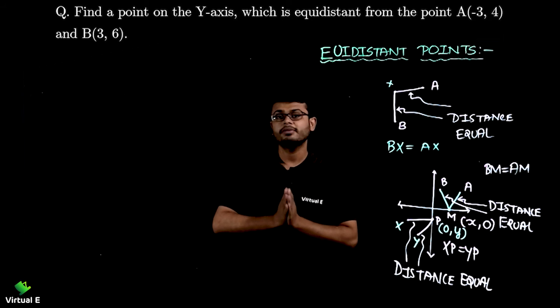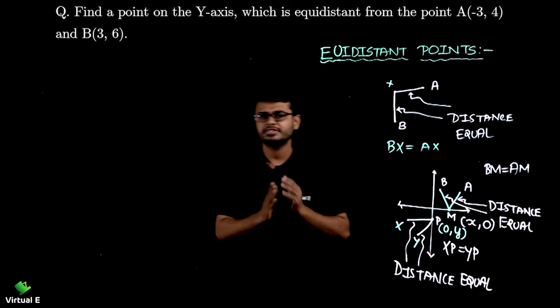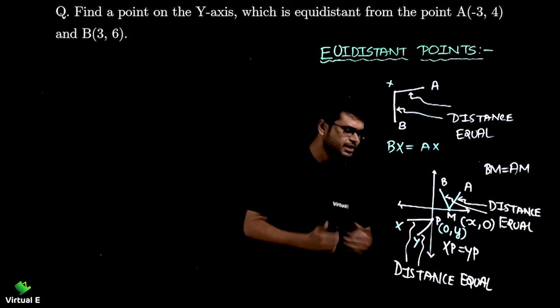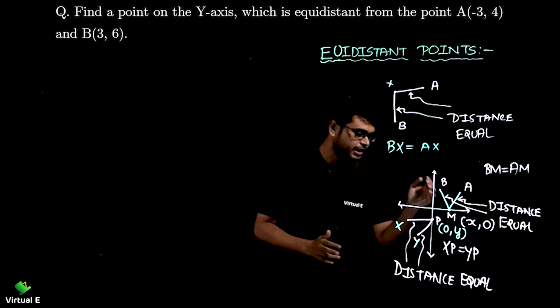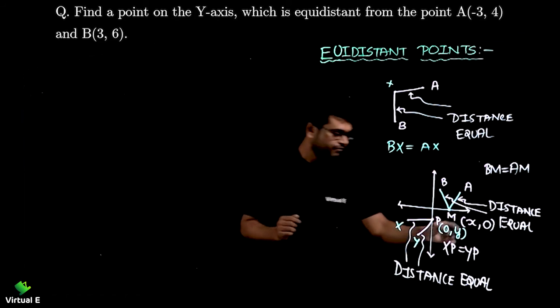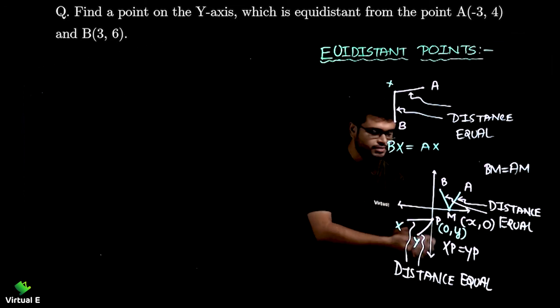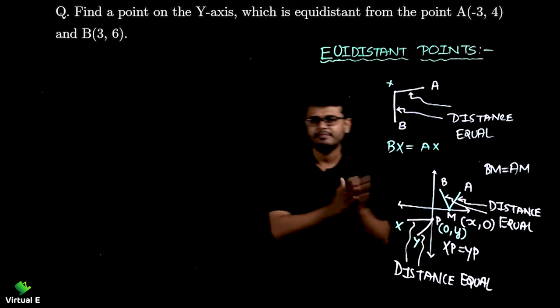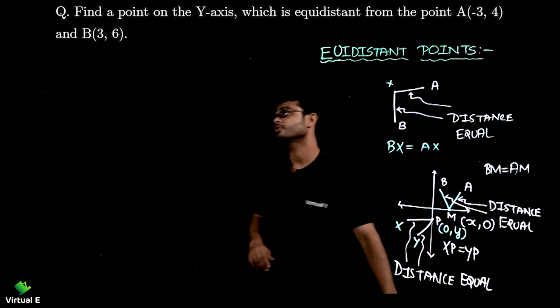Let's do a sum related to an equidistant point on the y-axis. We have discussed a sum related to the x-axis. Now let's talk about the y-axis. Remember, if the point is on the y-axis, the x coordinate will be 0 and for the y coordinate we will take some number. Here, as we want to find that number, it will be the variable y to indicate that it is on the y-axis.